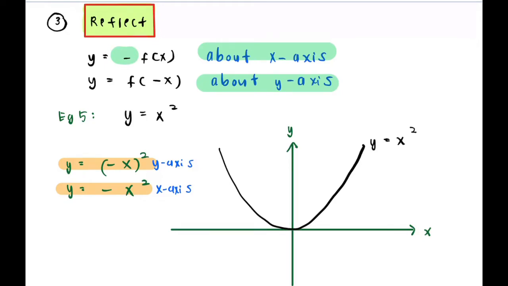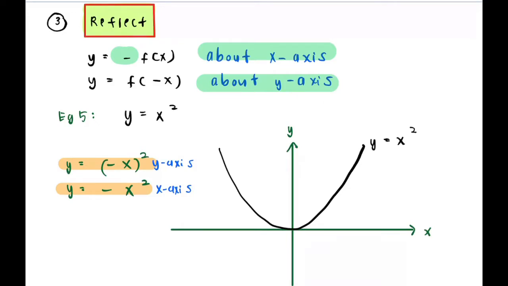Okay, so you can see if you multiply minus outside of the function, your y here from originally positive now becomes negative. So from a positive y, now it becomes negative y. Therefore, you can see that this is reflecting about the x-axis. Let's look at another case where we reflect about the y-axis.